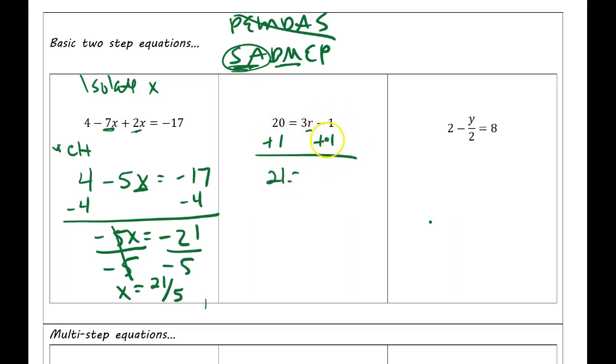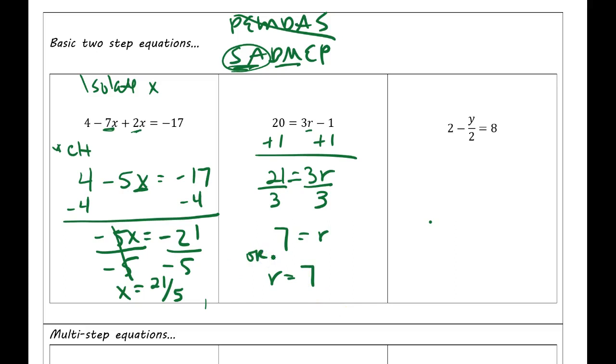Negative 1 and 1, that does make a 0, so I did the right thing here. I bring down the 3r. And now to get r by itself, it's multiplied by a 3, so I need to divide off that 3. And I get r is 7. Yay! Fun! So if you don't like the fact that this is on the right, then once you get finished, move it to the left. I mean, it doesn't matter. It's the same thing. Okay.